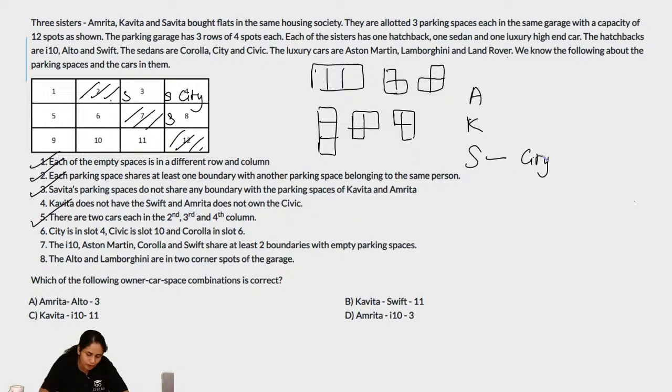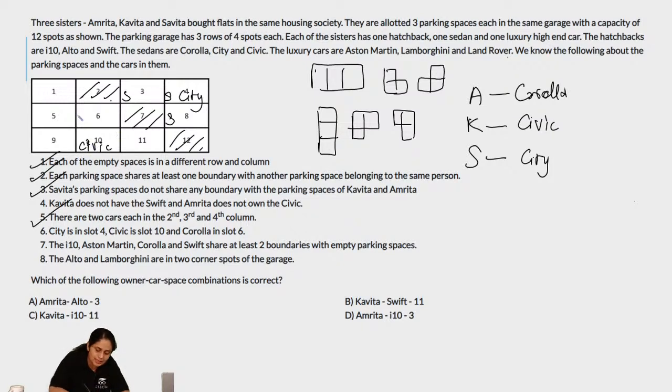So she does not have the Corolla or the Civic. Amrita does not have the Civic, which means that Kavita has the Civic, which means that Amrita has the Corolla. And we are also told that Civic is in slot 10. So this is Civic.